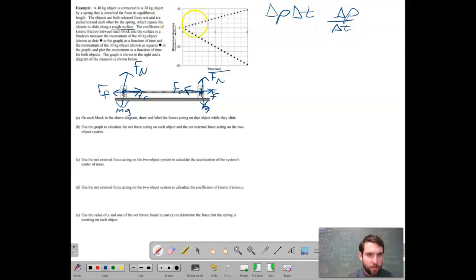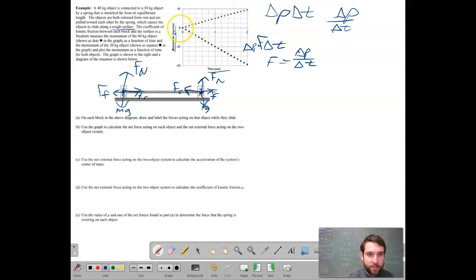What does that mean for us? Well, what's the relationship between our change in momentum and change in time? Impulse momentum theorem, which says our change in momentum equals the force applied for some amount of time. So if I rearrange this equation, I get F equals delta P over delta T. So the slope of this graph equals my force acting on the object. So I can take my final momentum minus my initial momentum to get my rise. And then the run is full 2 seconds.